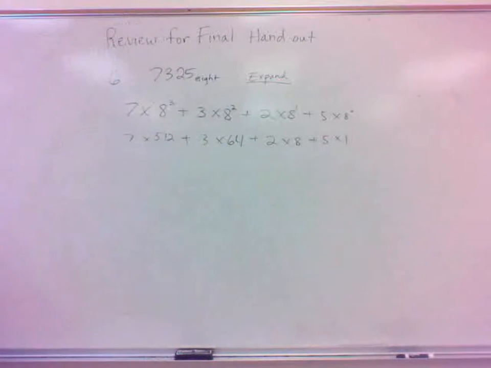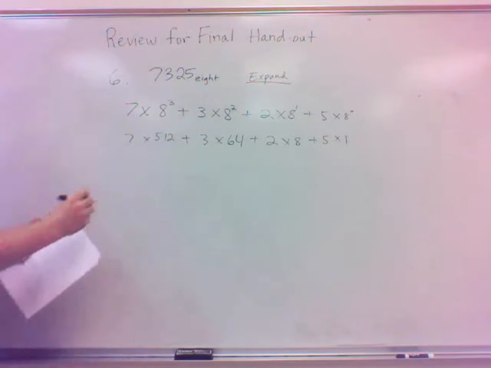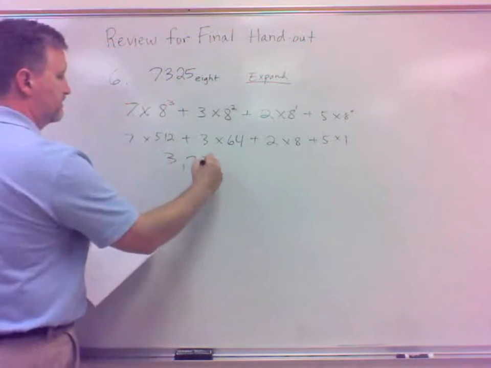So we've got 7 times 512 plus 3, I'm going to do that. 7 times 512 plus 3 times 64 plus 2 times 8, 16, plus 5 times 1 is 5. 3,797. 3,797.